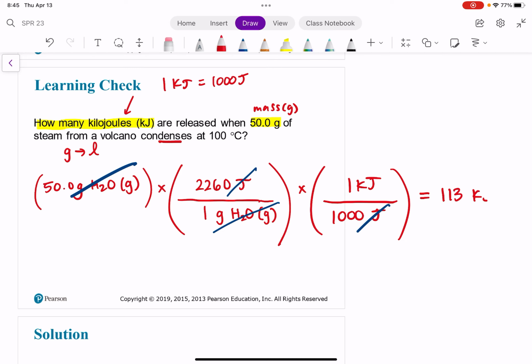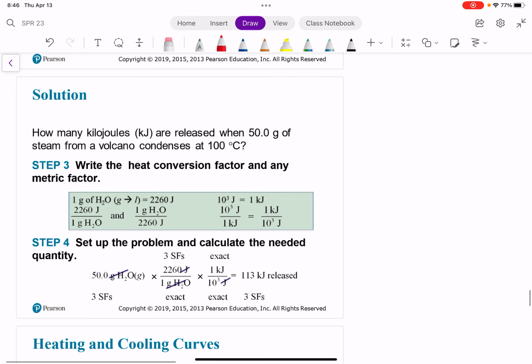113 kilojoules. Okay, let's do a quick check for sig figs. We got 3 over here. We got 3 over here, so we're done. Great. Let's box it up to show that it's our final answer. I'm confident that we got that right.